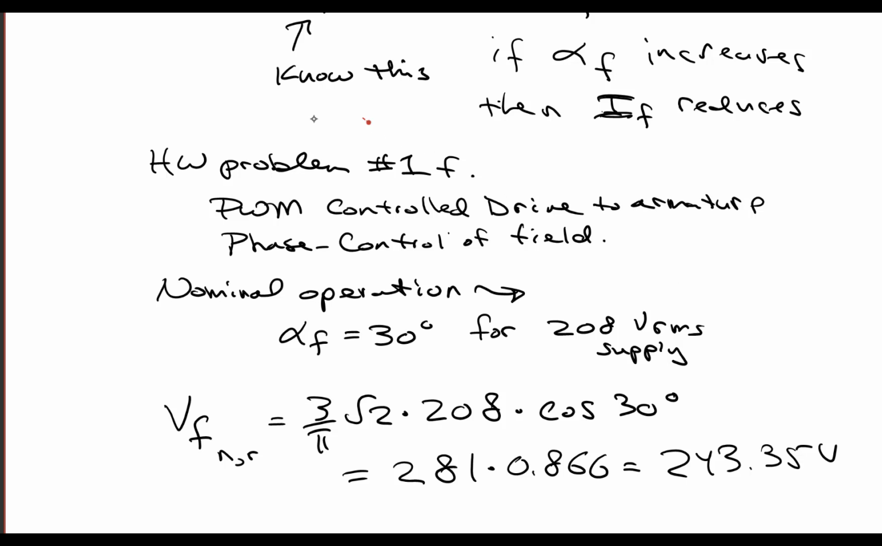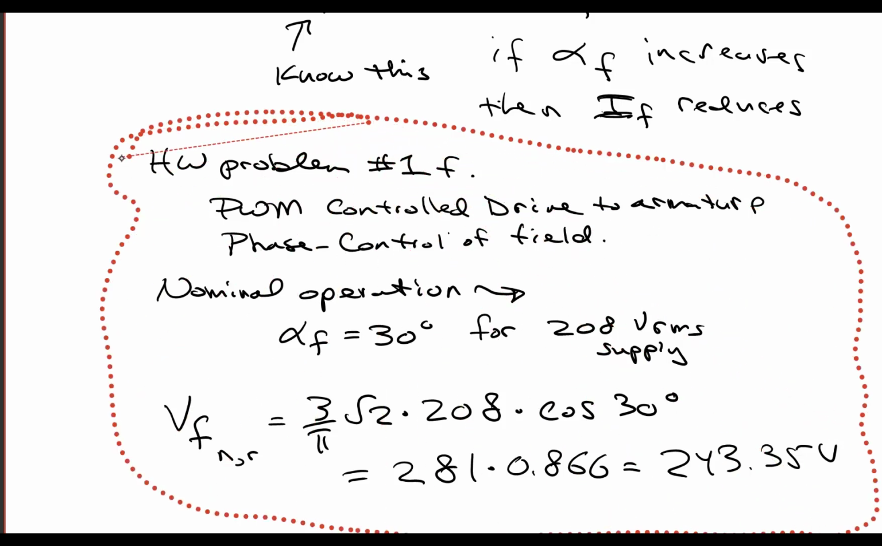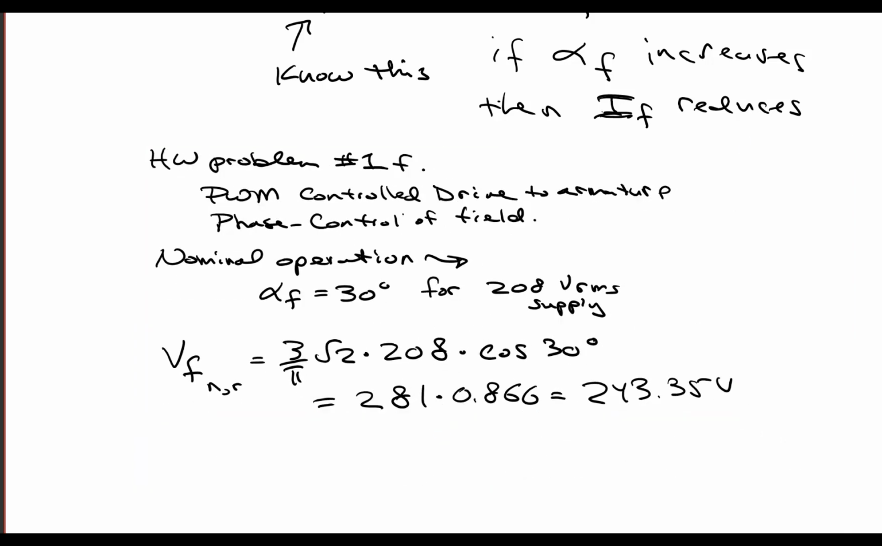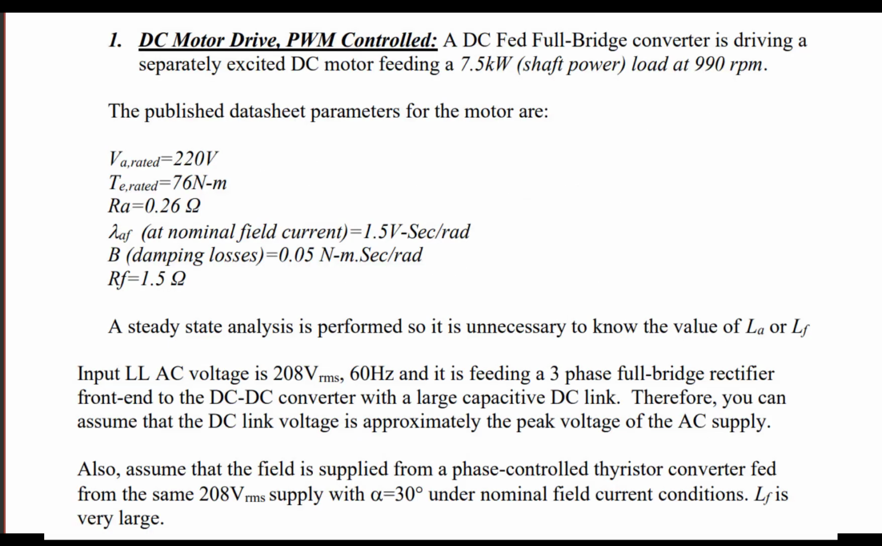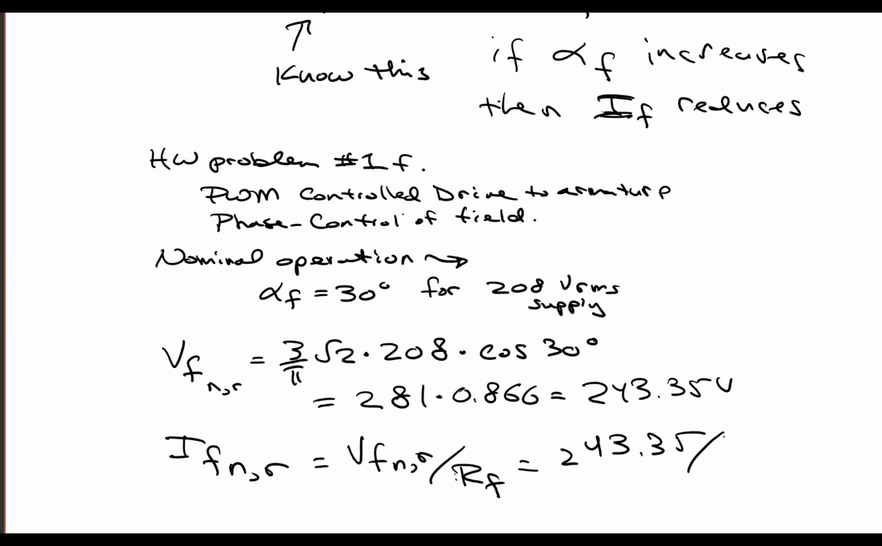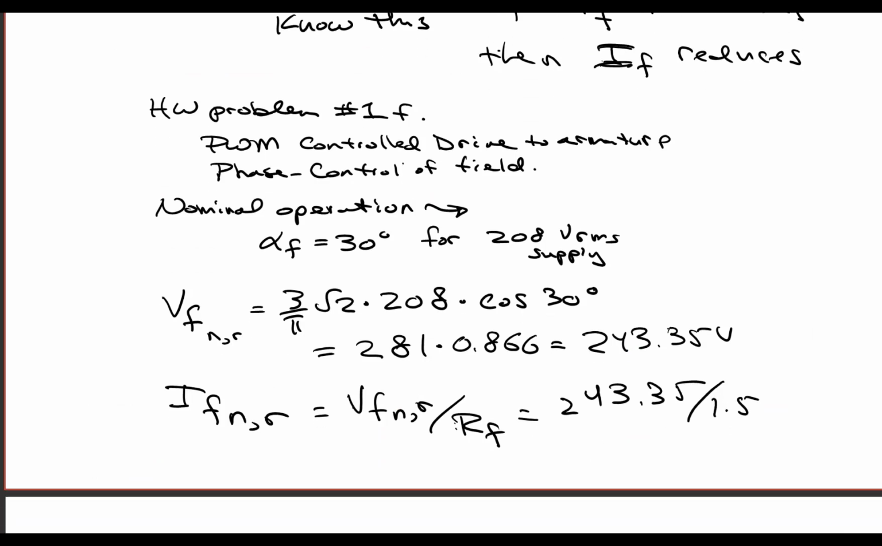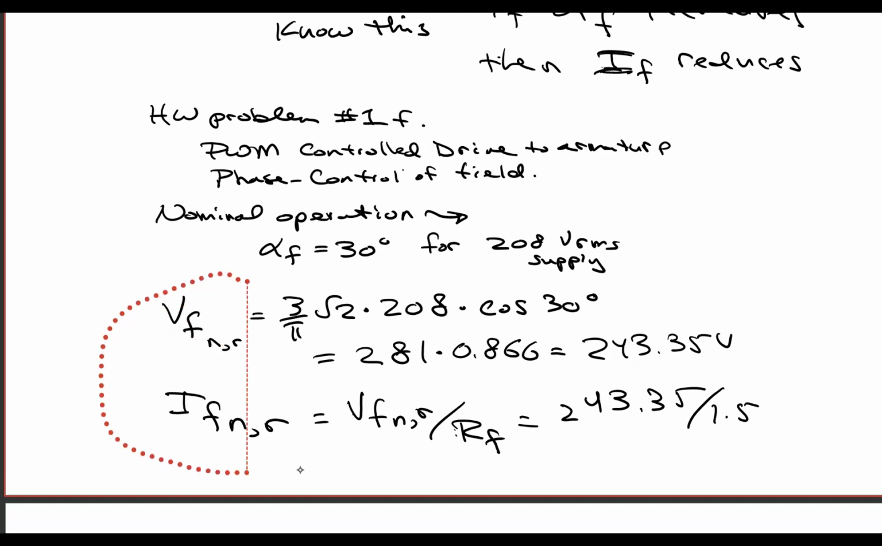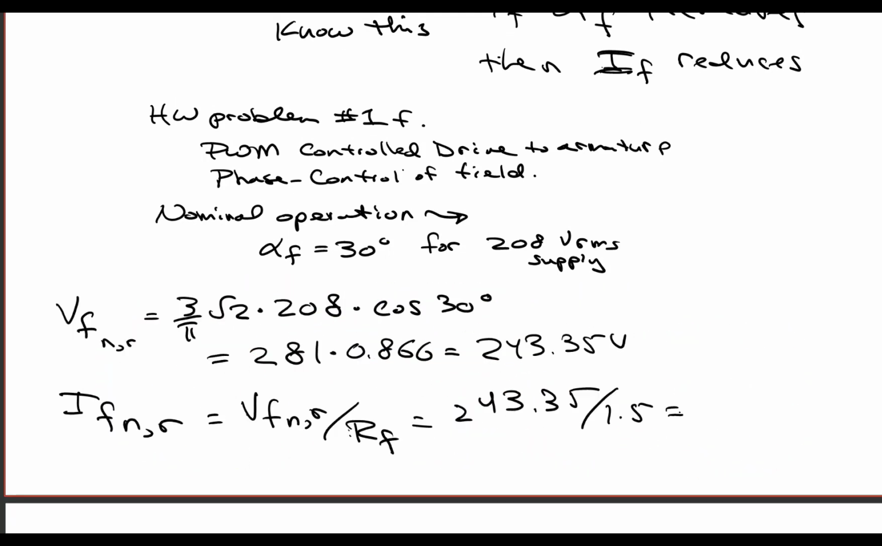The nominal rated current we can find. IF nominal rated current is the nominal field voltage divided by R sub F. So that's 243.35 divided by the field resistance I gave you, which was 1.5 ohms. And so that is 162.2 amps.